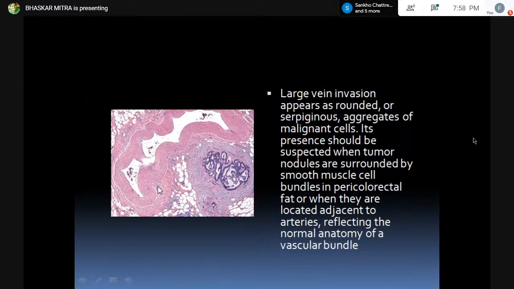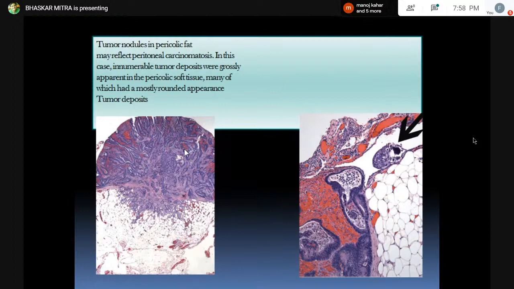Now, then comes the tumor nodules in the pericolorectal fat, that is the pericolic fatty tissue, that is multiple well-defined nodules of tumor in a discontinuous fashion. They will be considered as a metastasis, that is M1 or M2 as per the number of metastases. Here there may be associated mesothelial hyperplasia with dystrophic calcification. Along with this, we have to differentiate it from these mesothelial hyperplasia cases.